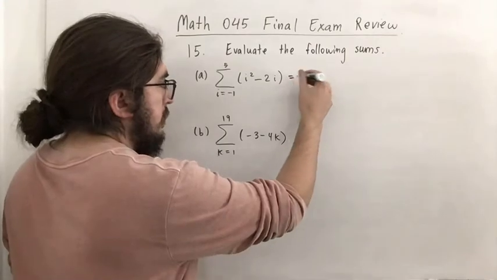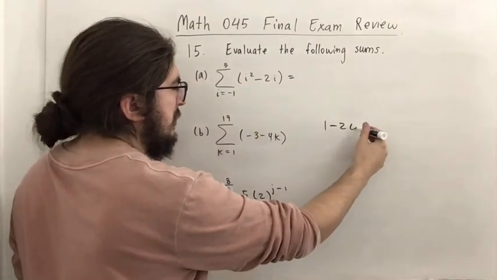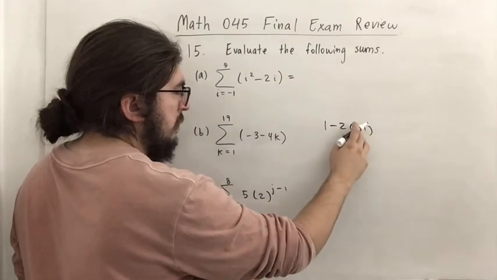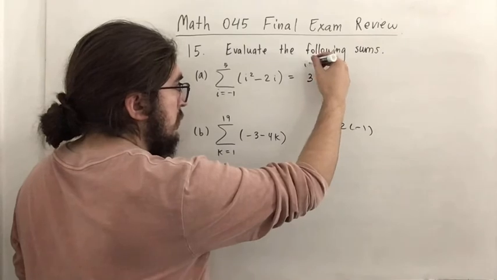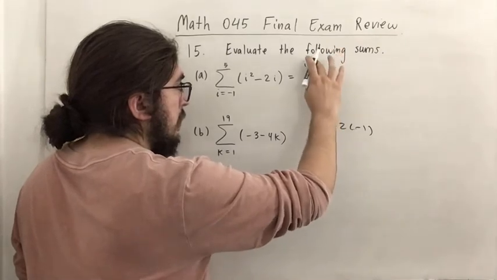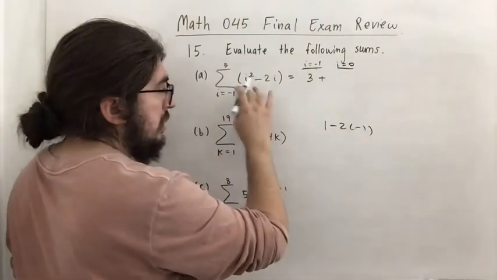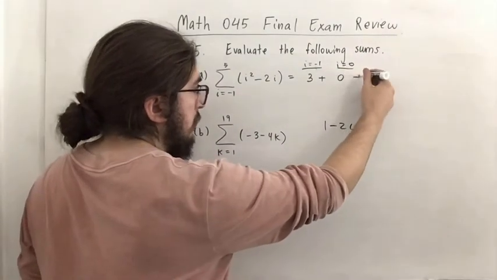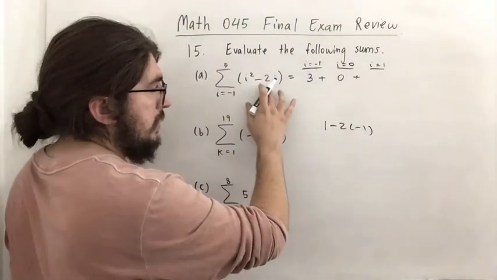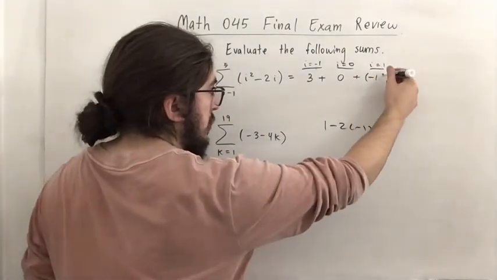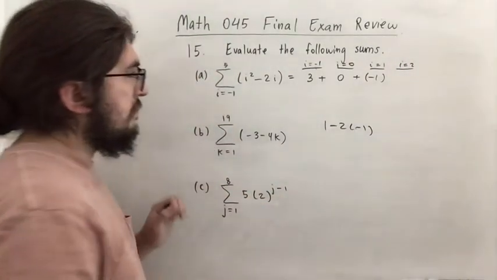Okay, so I'm going to plug in -1. -1 squared is +1, minus 2 times -1. That's a double negative, so that's 1 plus 2, that's 3. Okay, that's when i is equal to -1. Now when i is equal to 0, we get 0 squared minus 2 times 0, that's just 0. Plus, when i is equal to 1, we get 1 squared is 1 minus 2, that's -1. And in fact, I believe the other ones will all be negative.